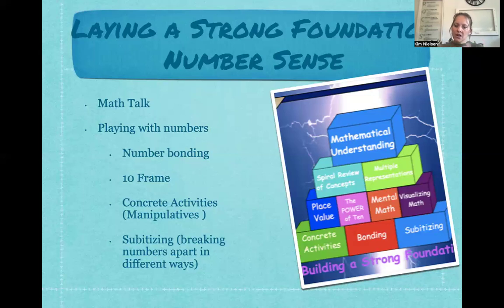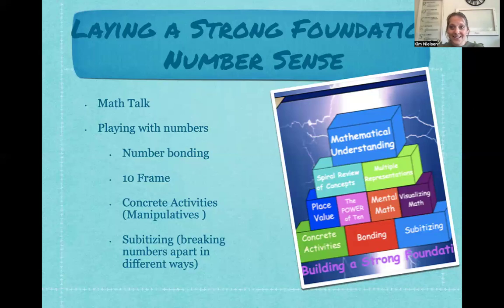And so we constantly are anchoring towards that 10. You'll see this in different manipulatives, with some concrete activities and pictures, that they're building this strong foundation. And then on top of that, we will do place value, mental math, how to visualize math. We've talked about this spiral review of concepts and how many different multiple representations. So it's not just a number sentence, it's pictures, it's using it with your hands, it's a lot of word problems. So the ultimate goal is mathematical understanding.